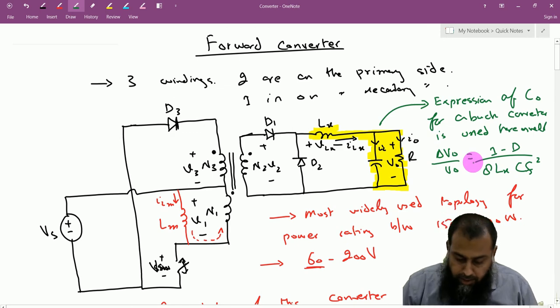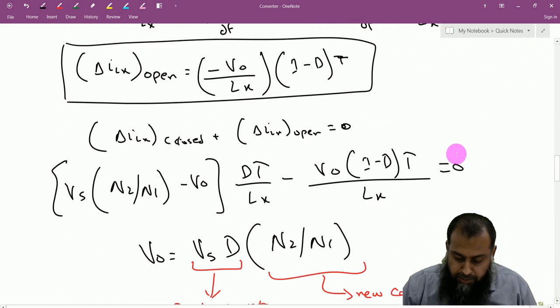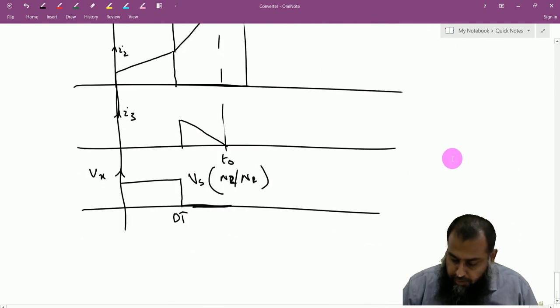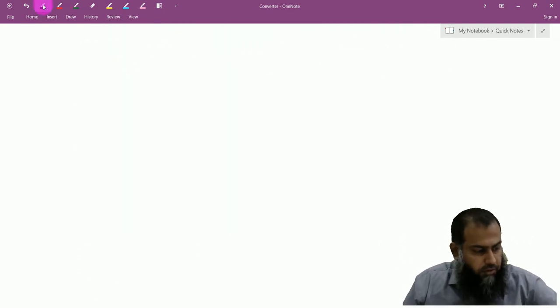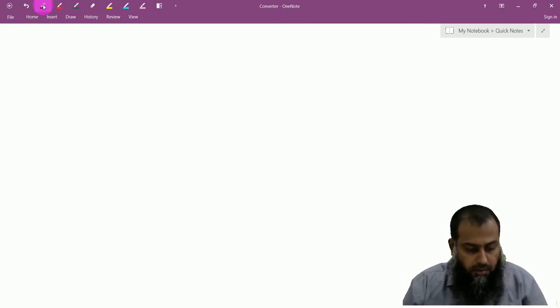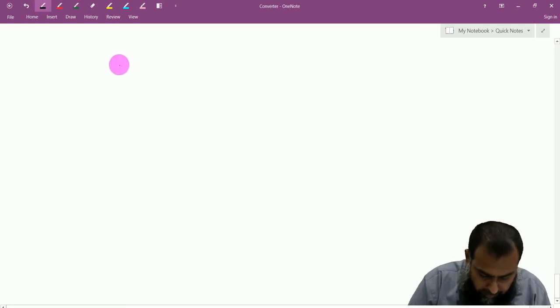Now let us see how we can have multiple outputs available using this forward converter. Suppose that, let me draw the circuit again.